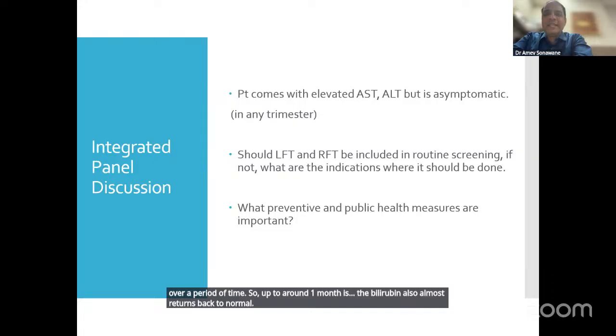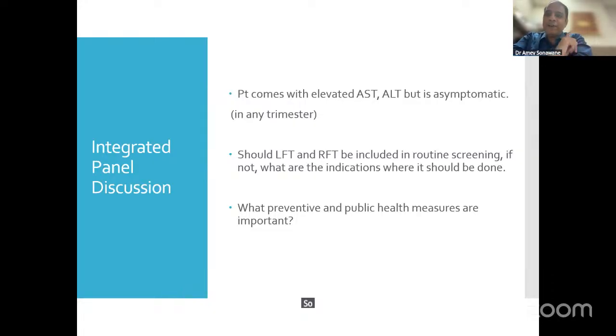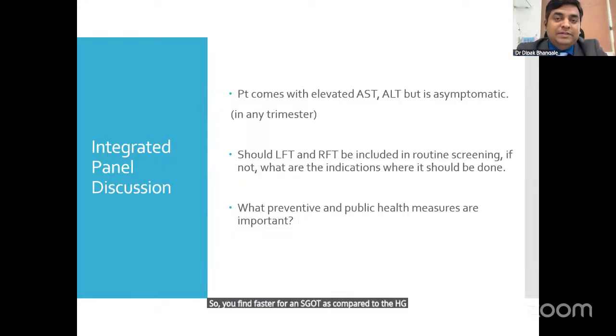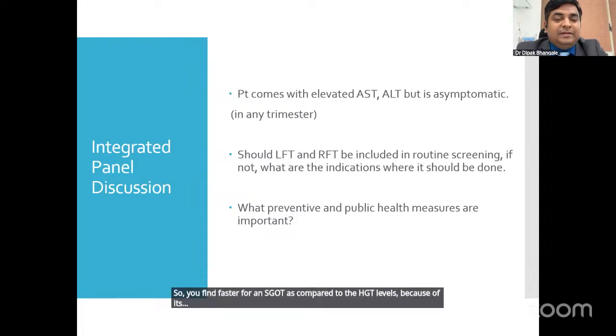SGOT falls faster than SGPT. SGOT half life is lesser, so we find a faster fall in SGOT as compared to SGPT, so monitoring of SGOT levels is useful because of its lesser half life.